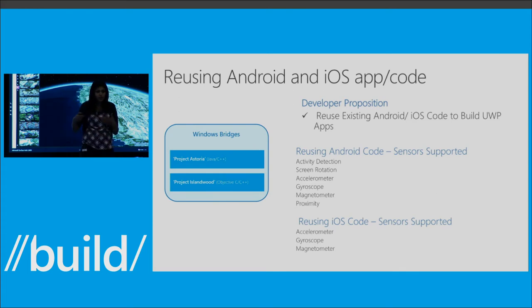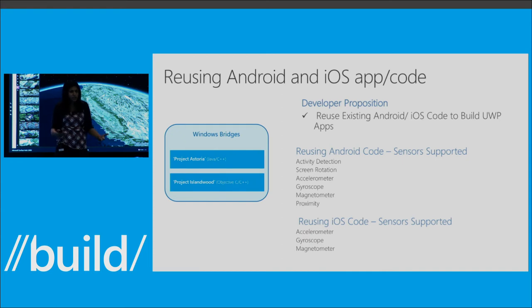For sensors, it's going to be really easy for you because most of the key sensor APIs are supported: accelerometer, gyro, magnetometer, proximity, and the activity detection, which we just talked about. So it will be very easy for you to reuse your existing Android apps.